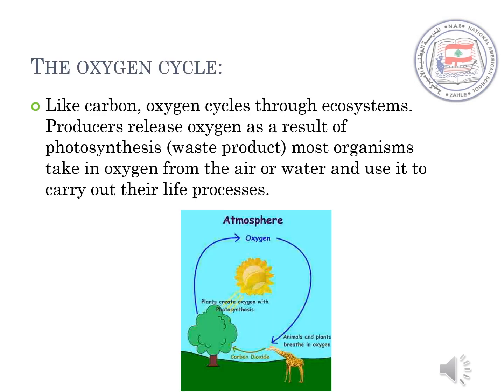Can you guess what the oxygen cycle is? Yes. Like carbon, oxygen cycles throughout the ecosystem. Producers release oxygen as a result of photosynthesis, and it is their waste product. Most organisms take in oxygen from the air or water and use it to carry out their life processes.